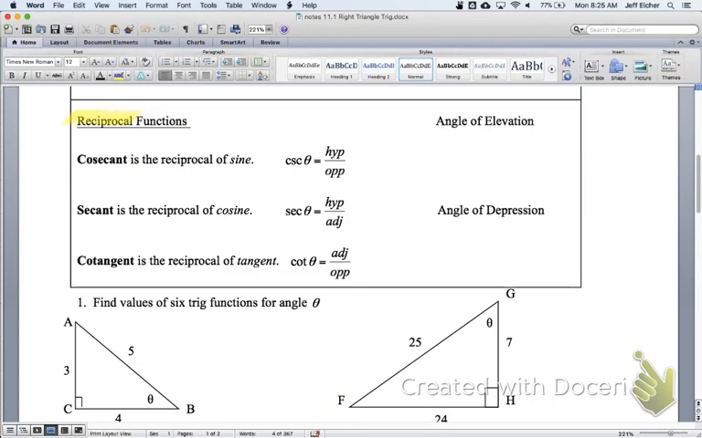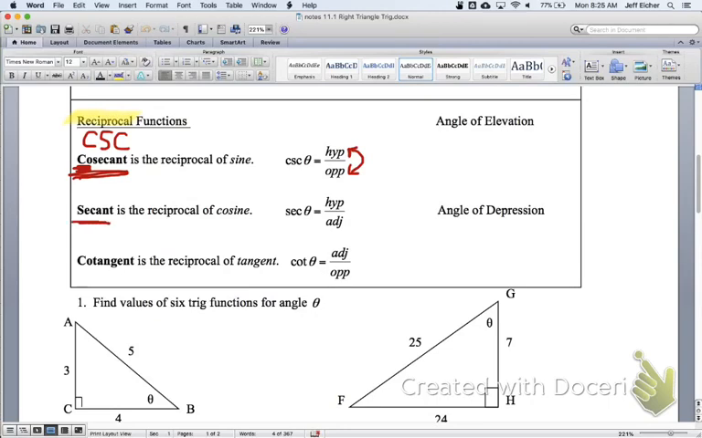Cosecant is abbreviated CSC, and it is the reciprocal of sine. You have to be careful here because the co might make you think it's the reciprocal of cosine, but it's the reciprocal of sine. And notice what it is: it's hypotenuse over opposite, just the reciprocal of opposite over hypotenuse.